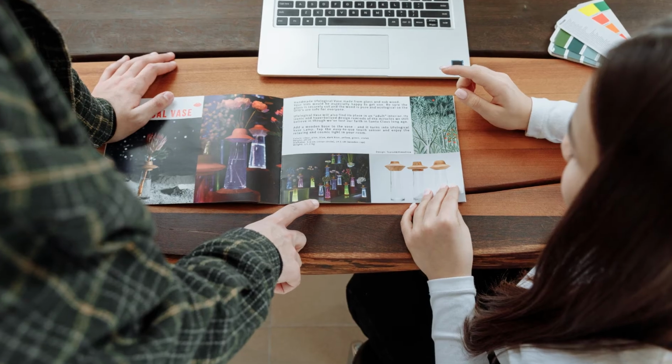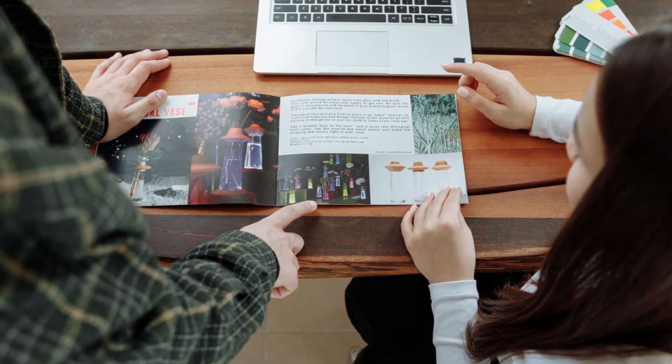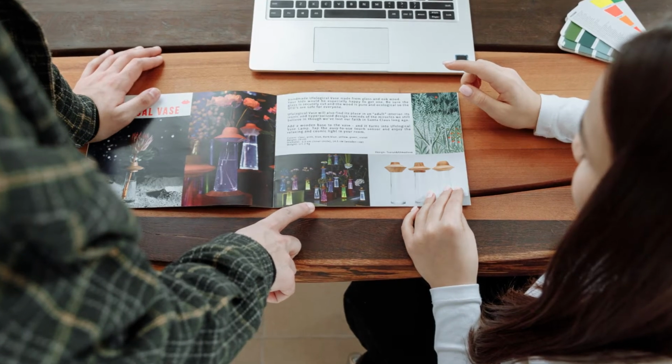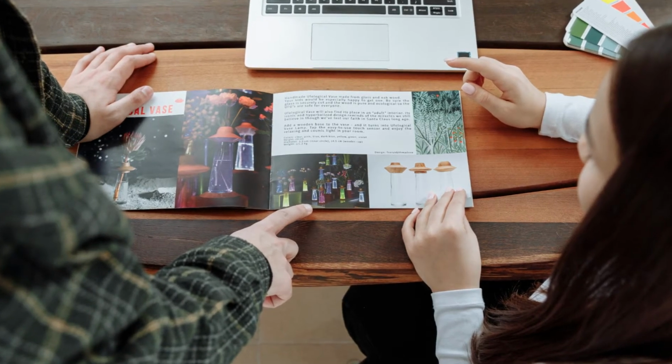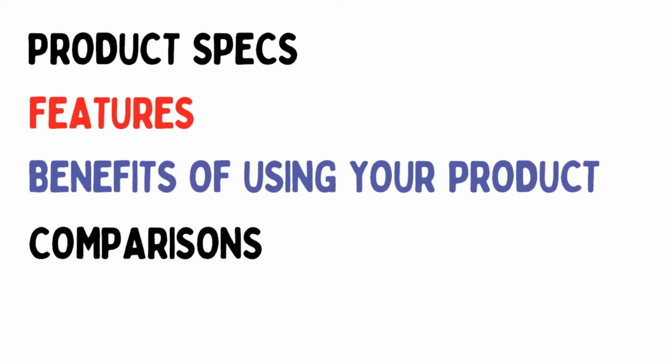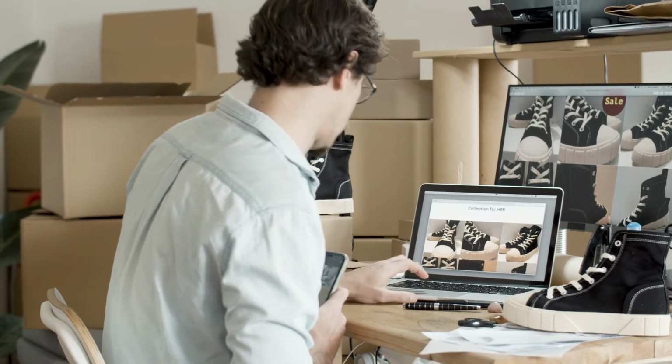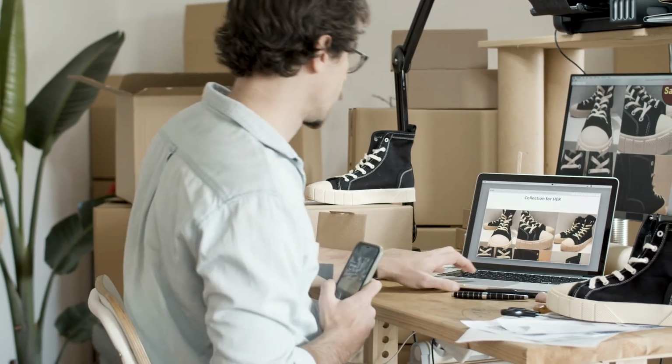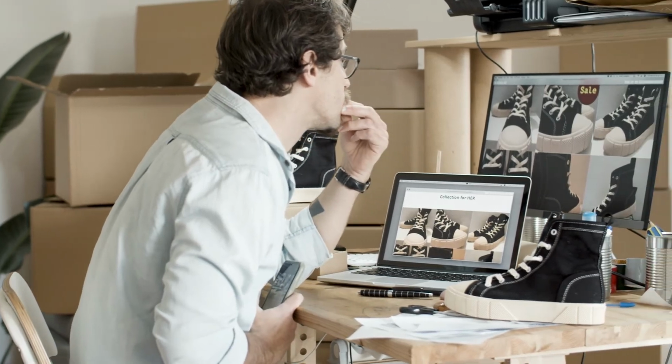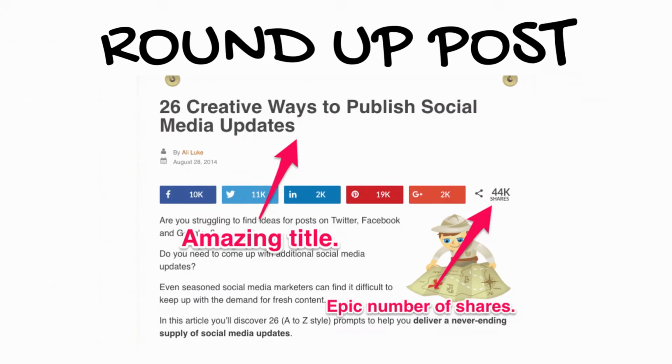Your job is to show them that you have the best solution by providing detailed information about your product or service. Now, this content needs to include product specs, features, benefits of using your product or service, comparisons with other products in the market, reviews and testimonials. If you want to go that one step further, you can even directly compare your product or service to the competition, which is called a roundup post.